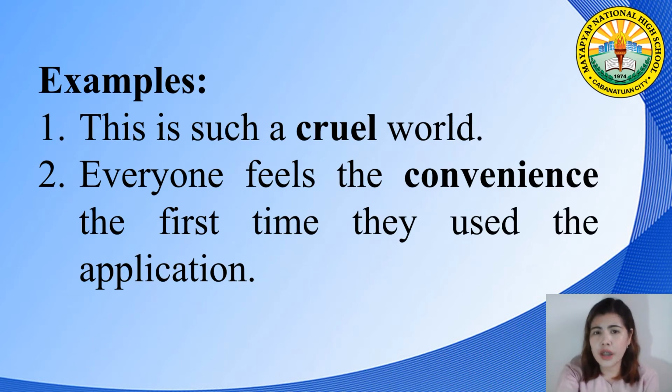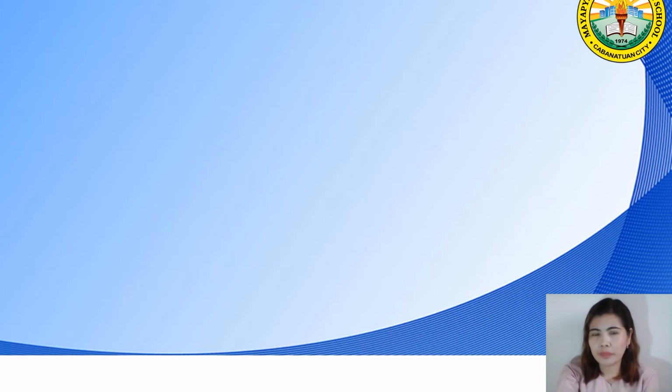Here are other examples. In the first example, the highlighted word cruel is an emotive word that expresses fear, while in the second example, the word convenience expresses happiness or joy.